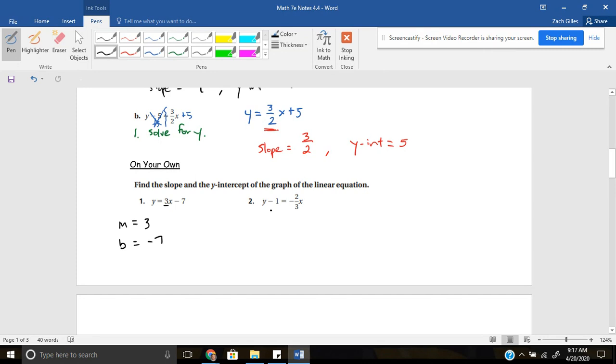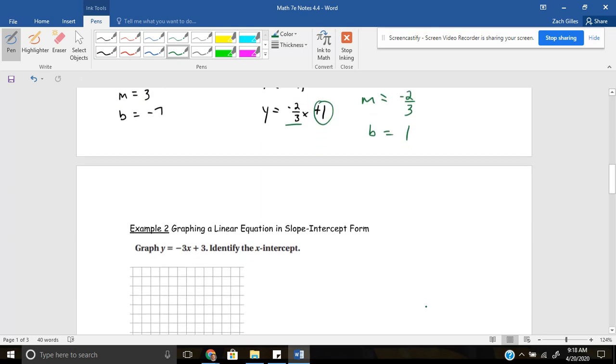And then in this one, again, we need to solve for y in the first step. So y equals -2/3 x plus 1. My slope, the number in front of my x, is -2/3. And my y-intercept, that's being added or subtracted to the end, is 1. Again, let me know if you have a question on that.